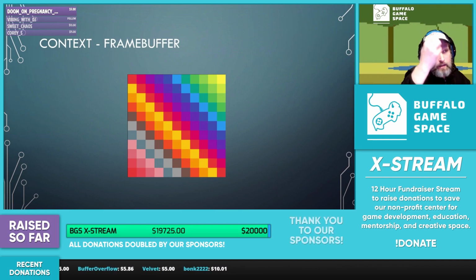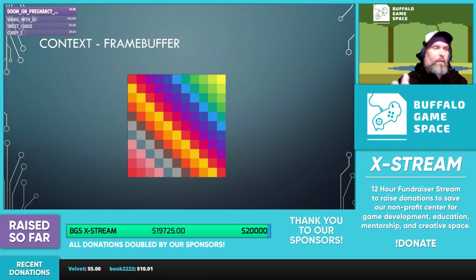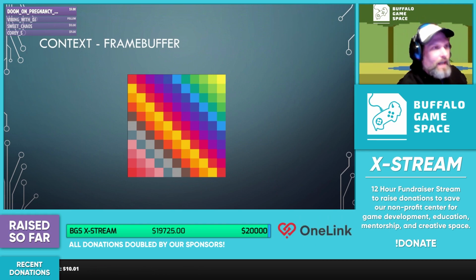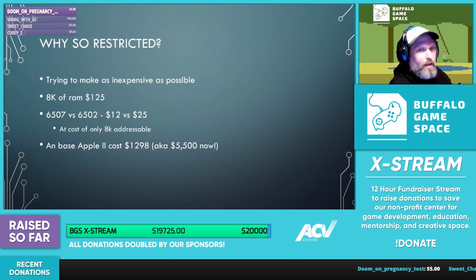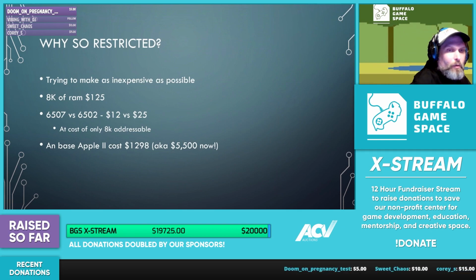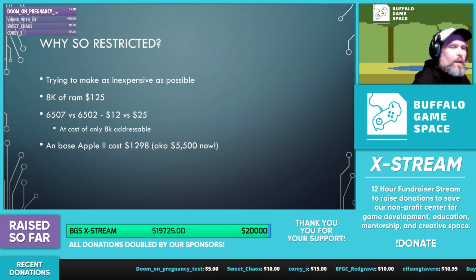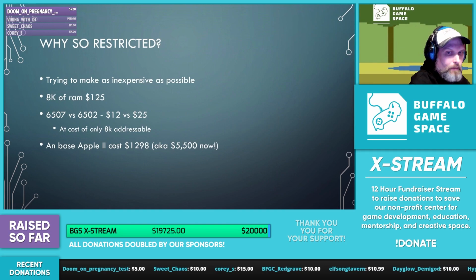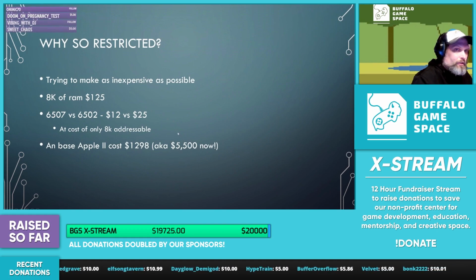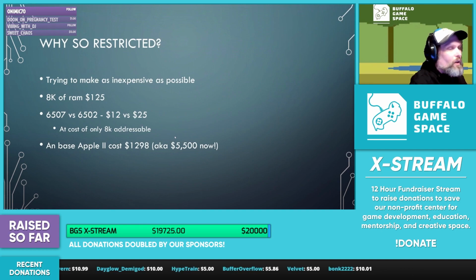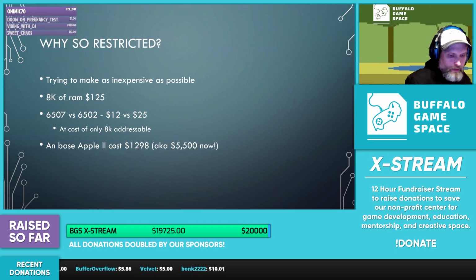And RAM was incredibly expensive at the time they did this. And remember, they made it hit this $200 price point. Just adding 8K of RAM would have increased the price by $125. It would have doubled the chip. The chip was cheap because it addressed less RAM. And the Apple II, which was actually the computer we had growing up, cost $1,300, which is $5,500 now. So a lot of the reason that the 2600 is so insane is to keep that price point.